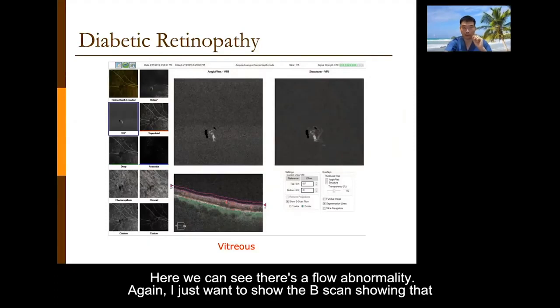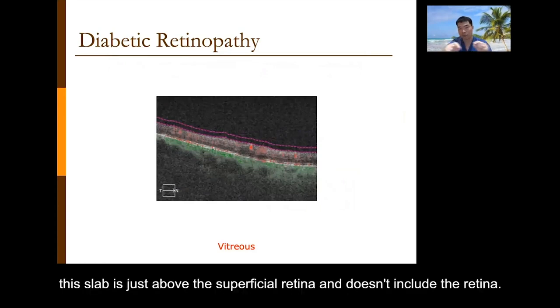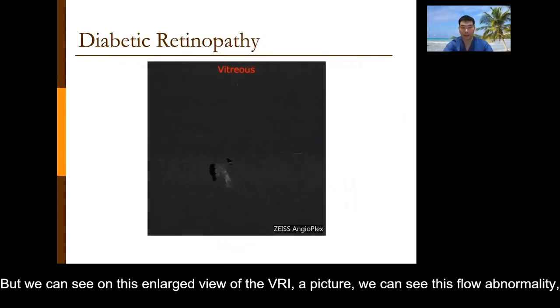Here we can see there's a flow abnormality. Again, I just want to show an enlarged view of the B scan showing that this slab is just above the superficial retina and doesn't include the retina, but we can see on this enlarged view of the VRI picture, we can see this flow abnormality.